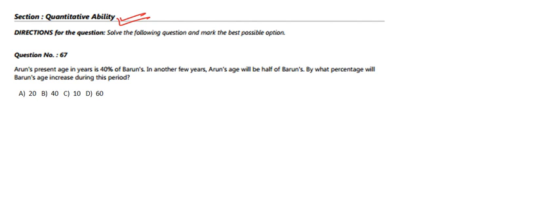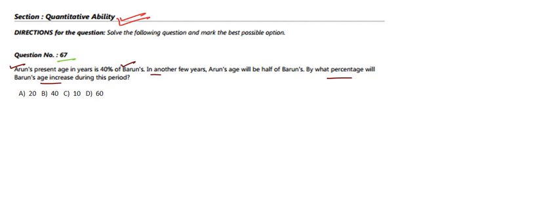Our first question here is question number 67, which says Arun's present age in years is 40% of Barun's. As you can see from the first line, we have been given age details about two boys, Arun and Barun. So I would expect that the question wants something in age difference only. It says, by what percent will Barun's age increase during this period. So let's see which period they are talking about.